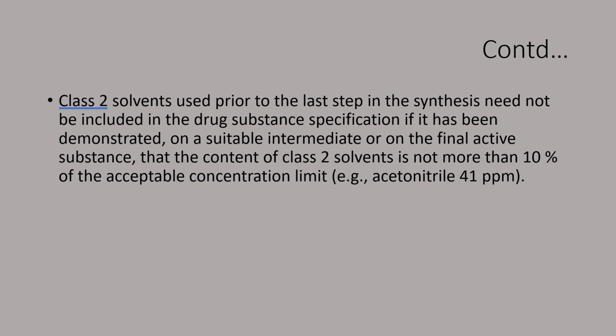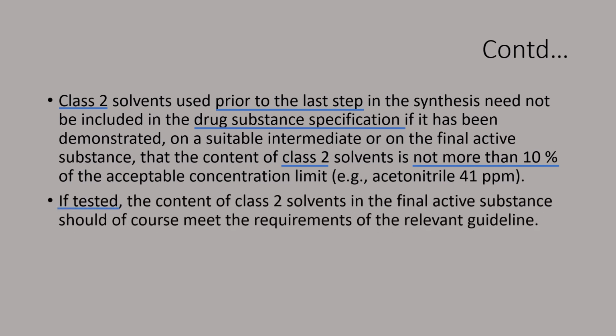Class 2 solvents used prior to the last step in the synthesis need not be included in the drug substance specification if it has been demonstrated on a suitable intermediate or on the final active substance that the content of class 2 solvents is not more than 10% of the acceptable concentration limit. Example, acetonitrile at 41 ppm. Similar situation as in class 1 solvents. Here it is necessary to establish that the class 2 solvent is less than 10% of the ICH limit. In this acetonitrile example, 10% of 410 ppm is 41. The same strategy for all class 2 solvents may be adopted.